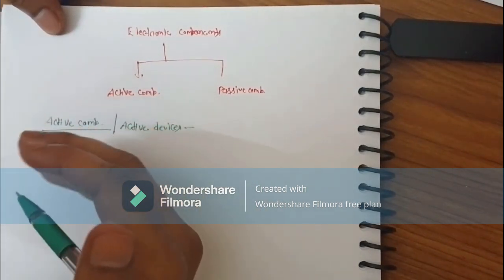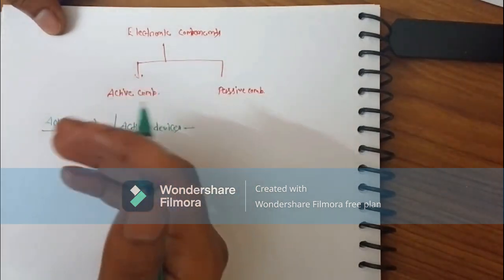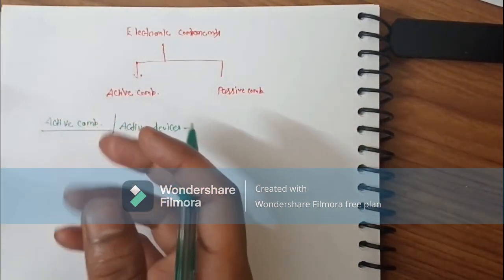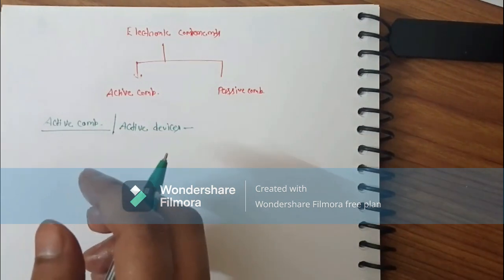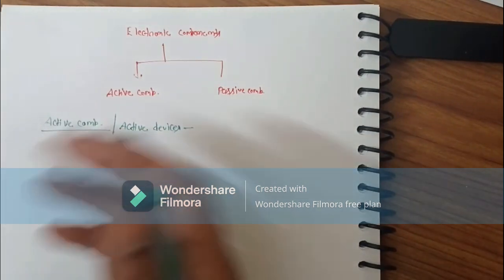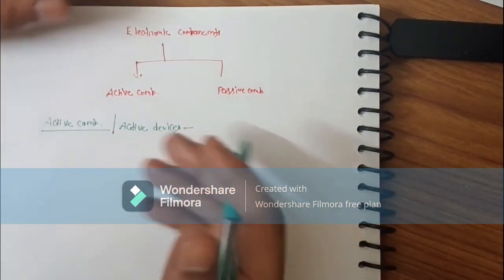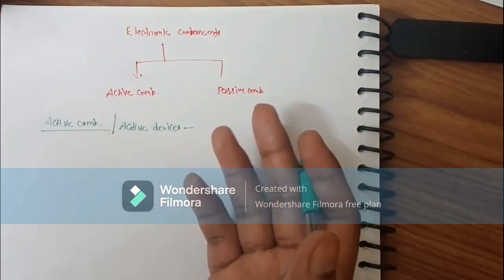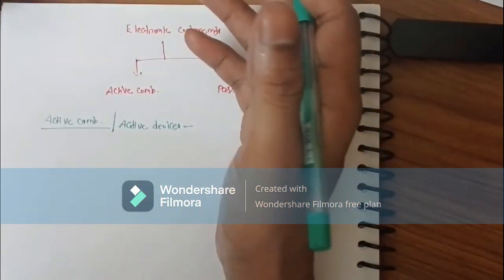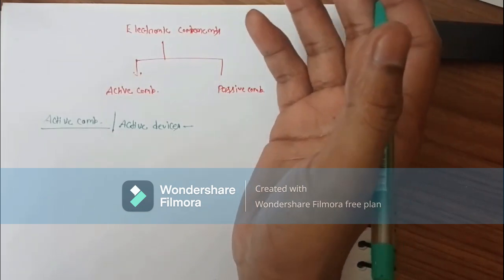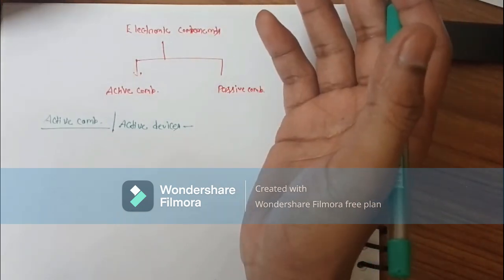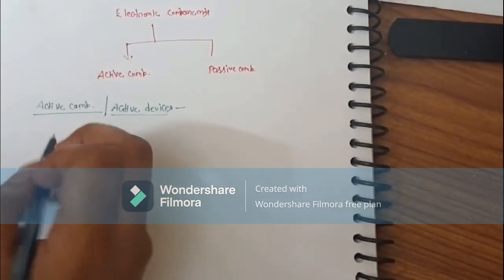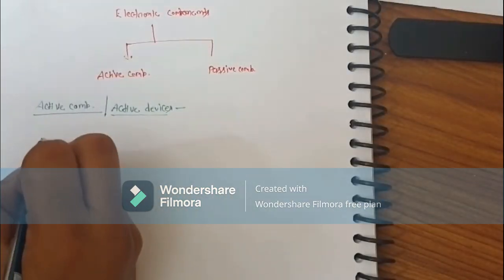Active components are those components which can deliver energy to the circuits, or active components are the devices that require an external power source to operate and can control the flow of the current. These components are capable of amplifying signals, switching, and oscillating. Active components are transistors, diodes, operational amplifiers, etc. Definition of active components.